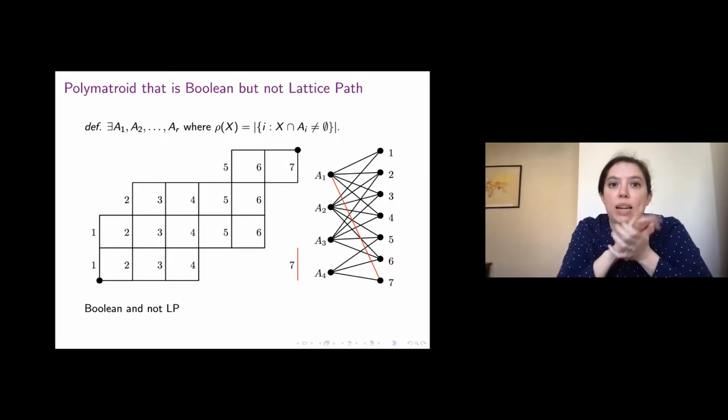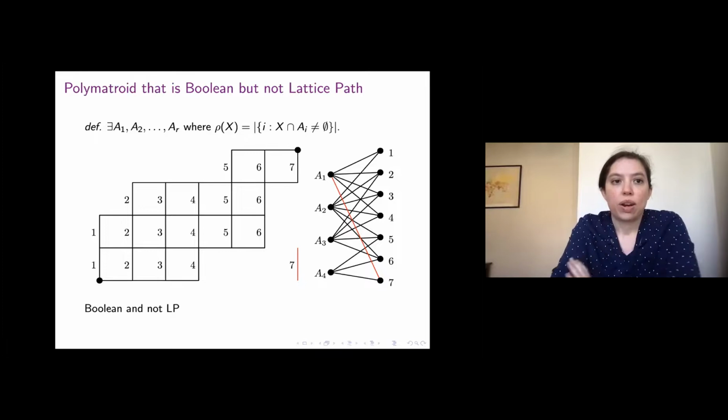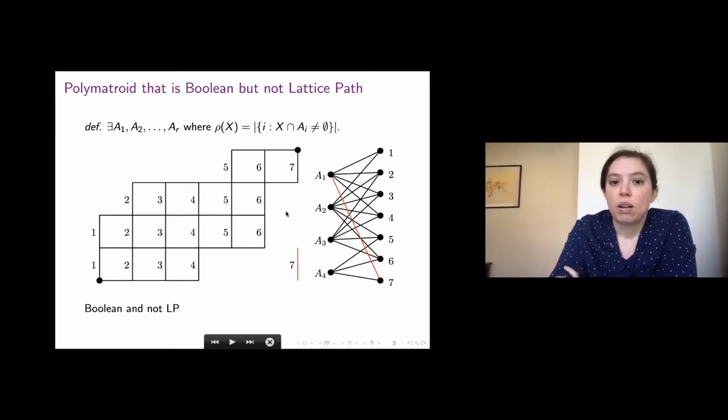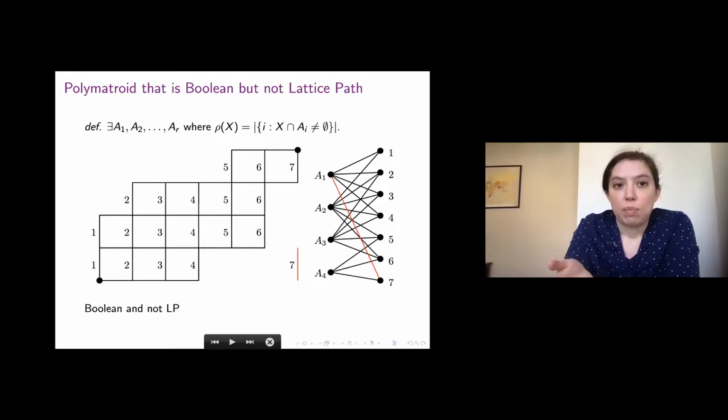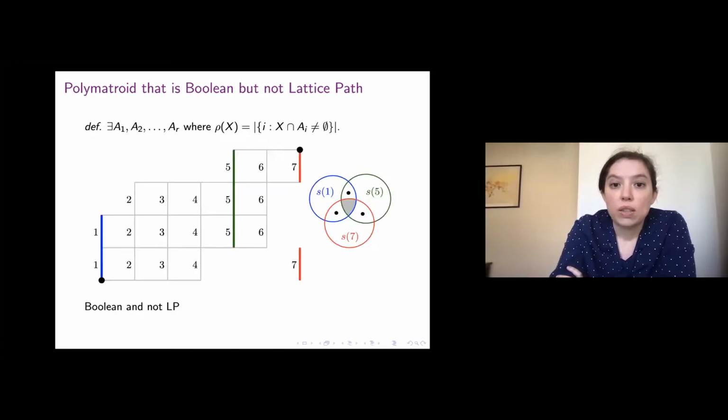So back to the polymatroid that is Boolean, but not lattice path. Here I've got my non-grid sort of, and I've got my bipartite graph, but I didn't actually prove that this polymatroid is not lattice path. And that's what I'm going to do now. I'm going to focus on 3 elements in my polymatroid that are really causing the problem. And I think that you'll agree by the end of this that there's nothing we can do to get a lattice path presentation. So I've got elements 1, 5, and 7. I'm going to focus on them.